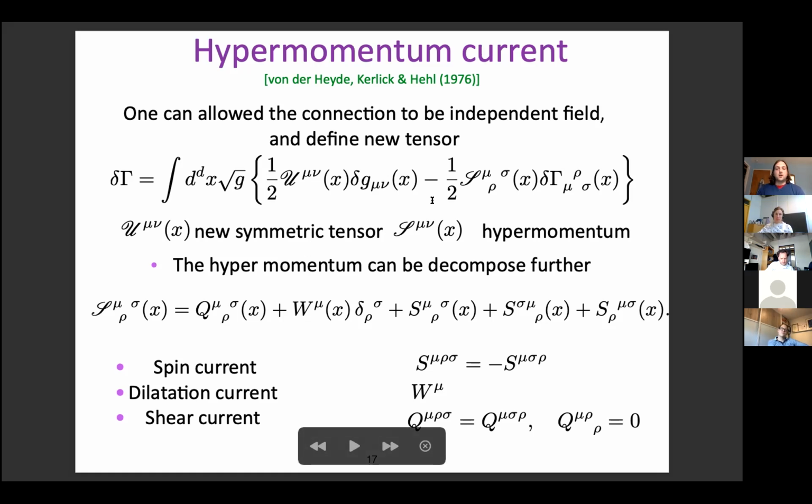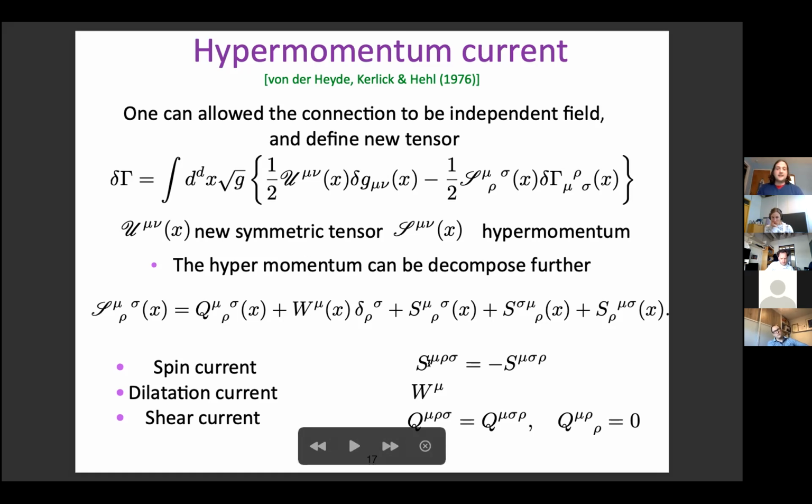And this object, which is called hypermomentum in this paper, can be decomposed if you play with the indices in this form here. So there is an antisymmetric part in the two indices given by these three guys, a trace part that is called W here, and then a symmetric traceless part. As you do for any rank three tensor, you can decompose it. And we give names to these guys, and these names are actually motivated by what we found afterwards.